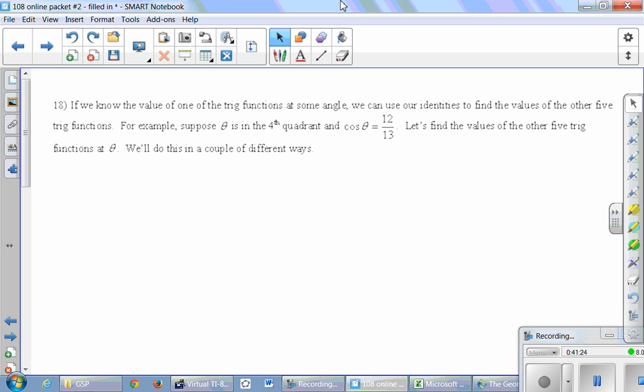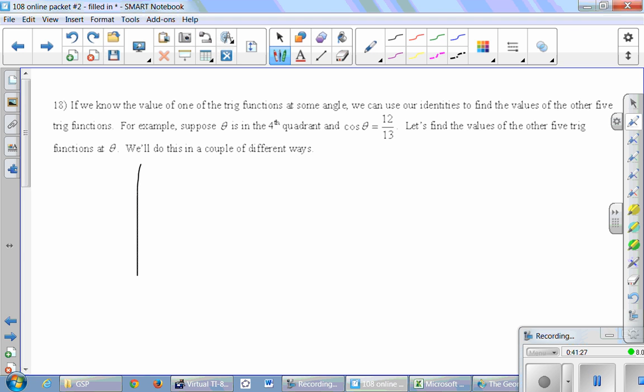Okay, so in this example, we're just kind of playing detective. We have some angle theta. Apparently it's in the 4th quadrant. So I'm going to draw this here and say, okay, theta is that angle someplace in the 4th quadrant. I have no idea exactly where in the 4th quadrant. And then I'm told that cosine of theta is 12/13.